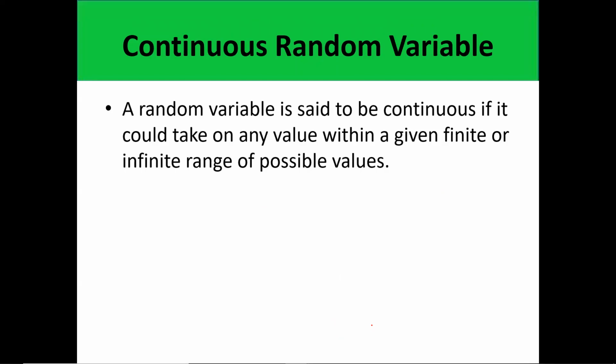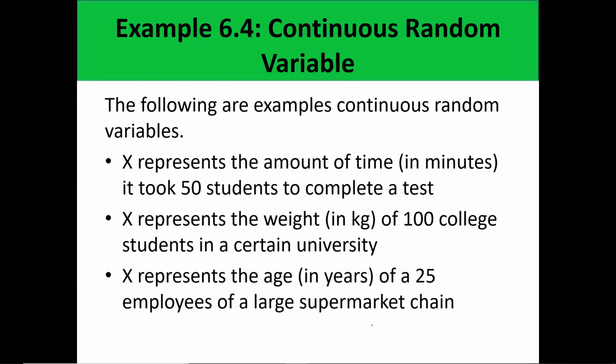Now, if a random variable includes numbers that result from measuring, then that means the random variable is continuous. Examples of continuous random variables are, let's say, the amount of time in minutes it took 50 students to complete a test. Remember, time is being measured, so that's why amount of time is considered a continuous random variable. The same goes for weight and age, because these variables are being measured.